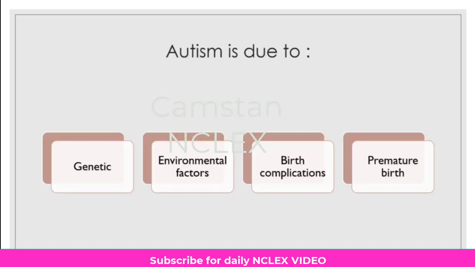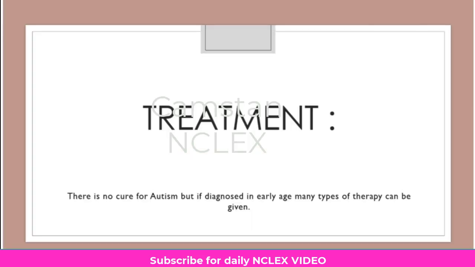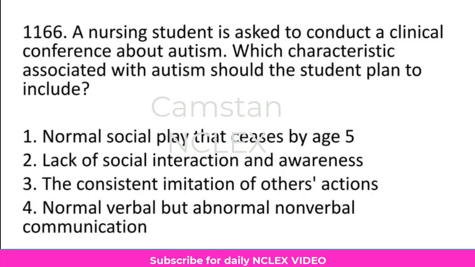If we talk about some causes of autism, autism is caused by some genetic causes, there may be some environmental factors, and it is due to some birth complications and premature birth. And if we talk about the treatment for autism, there is no cure for autism, but if diagnosed at an early age, many types of therapy can be given as a treatment strategy for the child with autism. So, according to the question, the characteristics associated with autism.